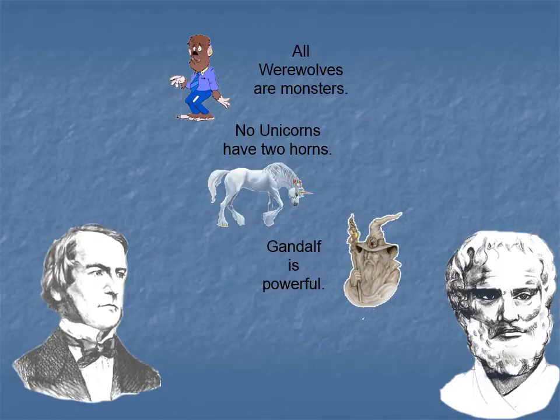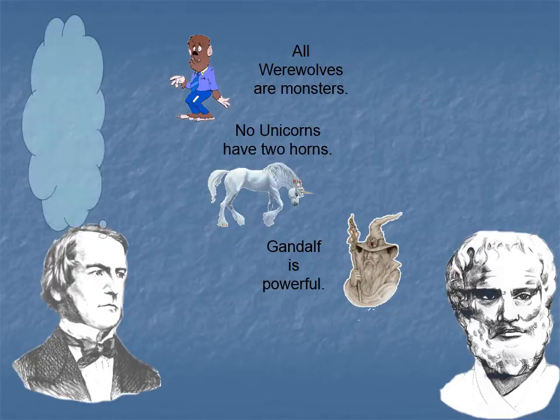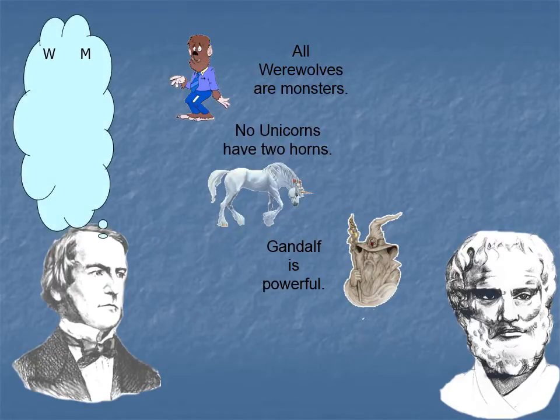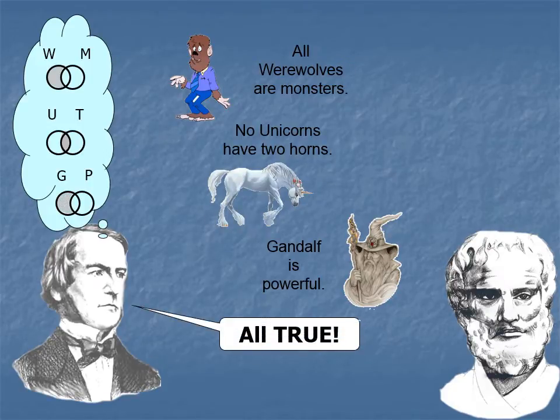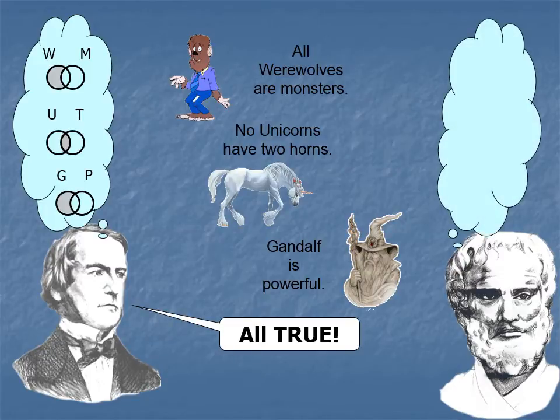And Gandalf is powerful. All these things fail to exist, but for Boole, all you're saying when you say all werewolves are monsters is hypothetically if there were a werewolf, he would be in the monster class. And when you say that no unicorns have two horns, what you're saying is no unicorns would be in the two-horned animal class. And when you say Gandalf is powerful, hypothetically, if anything was identical to Gandalf, it would be a powerful thing. So all these can count as true for Boole because they don't make any existential claims.